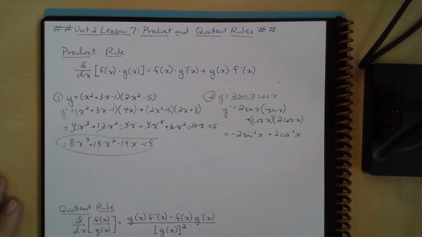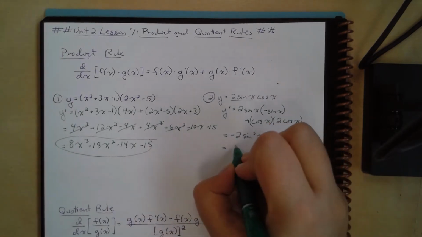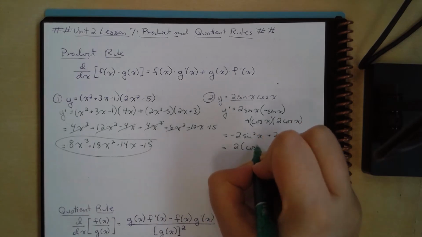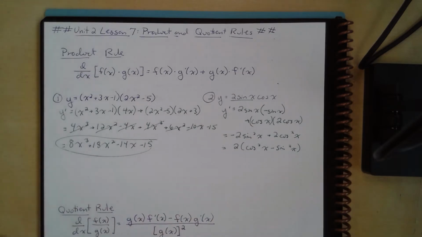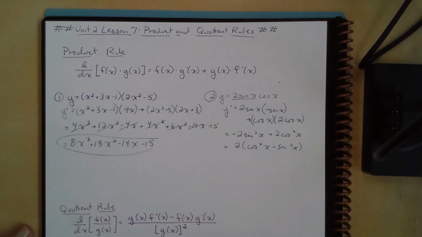And you can just leave it like that if you want. If you feel like simplifying it further, you could. You could rewrite this as 2 times cosine squared x minus sine squared x. That's the exact same thing. But that's basically the product rule in action.